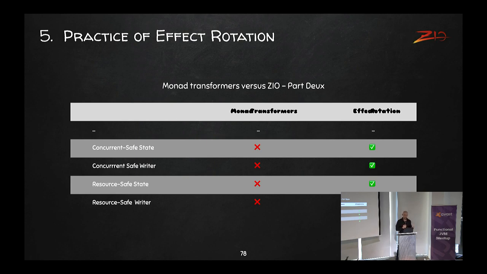So we get concurrent safe state and concurrent safe writer, and then because the base monad is resource safe, we also get resource safe state and resource safe writer. This is another problem I didn't go into depth on, but when you use monad transformers, you lose resource safety. So if you want to acquire something and then release it, you have to forego that ability. You can acquire something and you can possibly release it, but you can't guarantee to release it when you start using monad transformers. We have resource safety here in addition to concurrency safety.